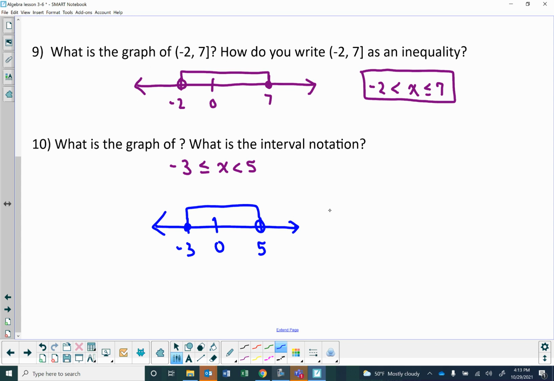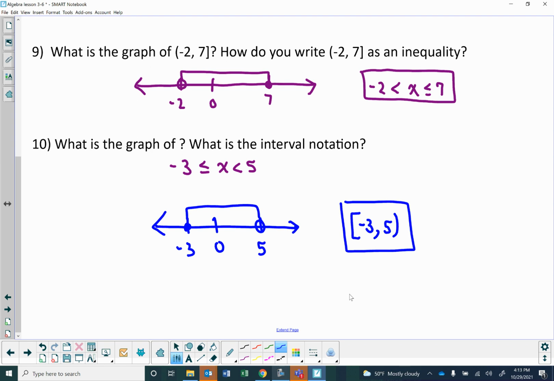So interval notation, since it's including negative 3, we have a bracket there, comma, and it's going to 5. It does not include 5, so that's the parenthesis. So we go bracket, negative 3, comma, 5, parenthesis. So that is what interval notation would be for that particular graph.